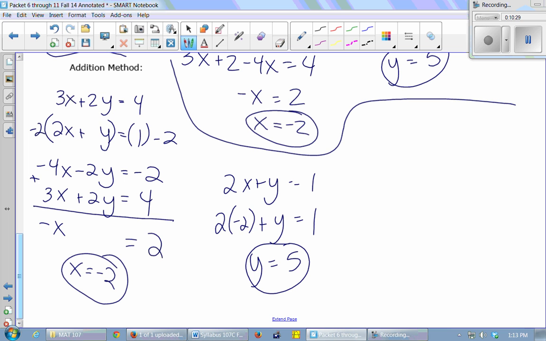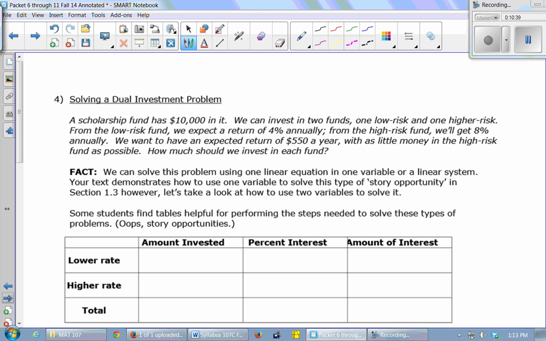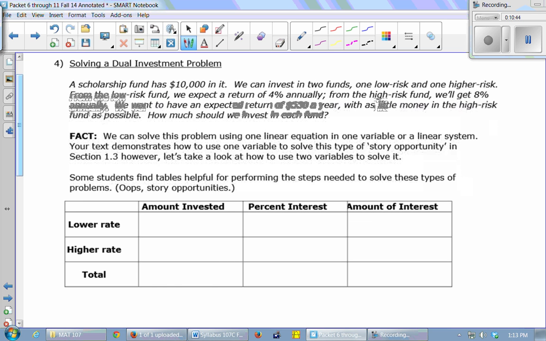So let's just see a show of hands. Who's done this before? One method or the other? Okay, good. Good to know. Just not well. Well, you'll get good at it.